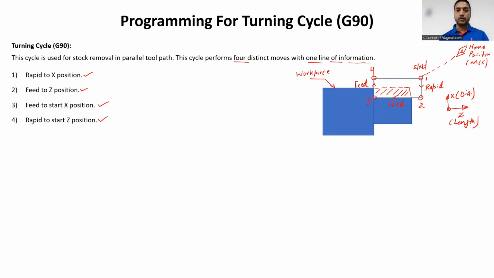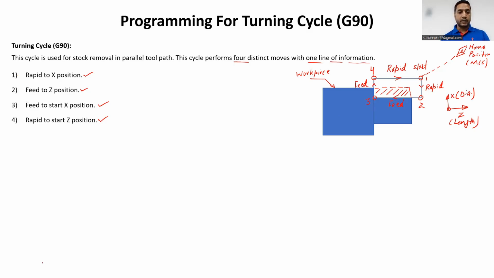Now the fourth move which it will execute is rapid to start Z position. It means now from point number 4 to 1, it will move with rapid traverse, because there is no contact of the cutting tool here, you can easily see. So we will provide rapid movement to the cutting tool. So this is the G90 cycle where it will execute 4 distinct moves.